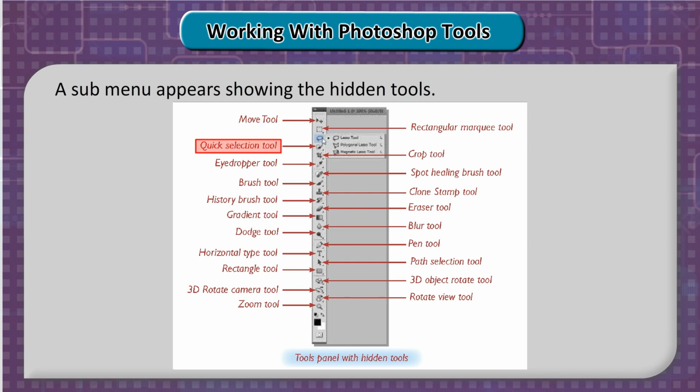Move tool. Quick selection tool. Eyedropper tool. Brush tool. History brush tool. Gradient tool. Dodge tool. Horizontal type tool. Rectangle tool. 3D rotate camera tool. Zoom tool. Rectangular marquee tool. Crop tool. Spot healing brush tool. Clone stamp tool. Eraser tool. Blur tool. Pen tool. Path selection tool. 3D object rotate tool. Rotate view tool.